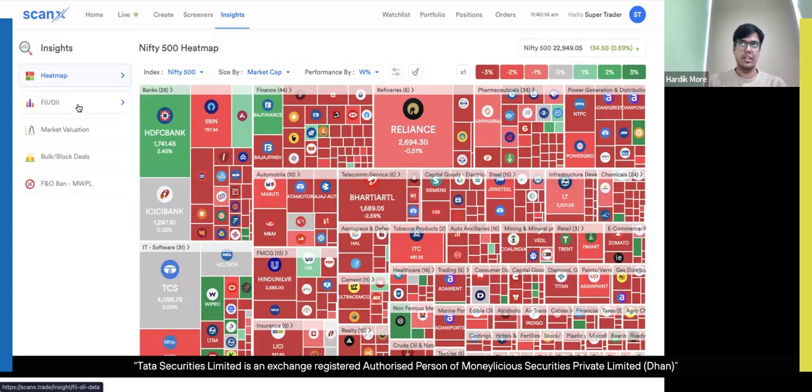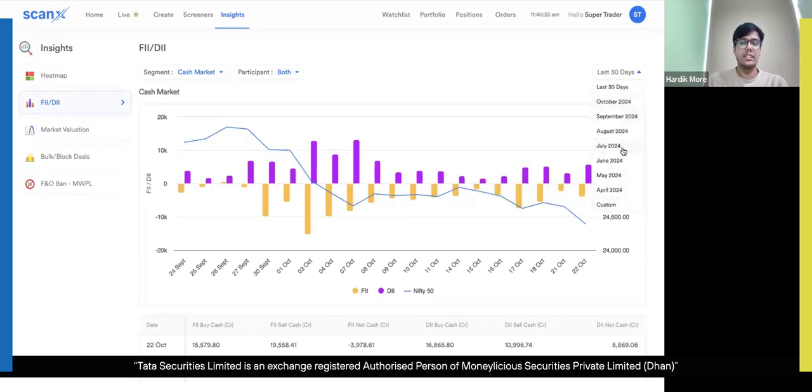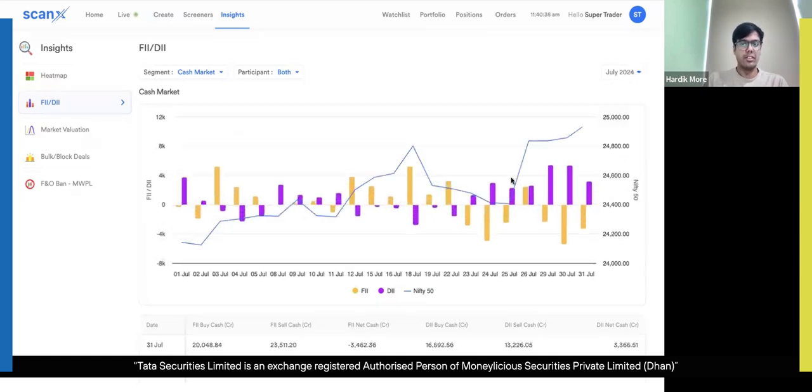The next section, which is very interesting for Indian markets, is FII. So, how much foreign institutional investors have invested in the market or taken their money out, and how much domestic institutional investors have invested or taken out. So, this I can track for the last 30 days or any of the last 6 months, right? Whether they were, in July, how was the trend looking like? It is very mixed. Like FIIs were buying, then they were selling. DIIs were selling, then they started buying.